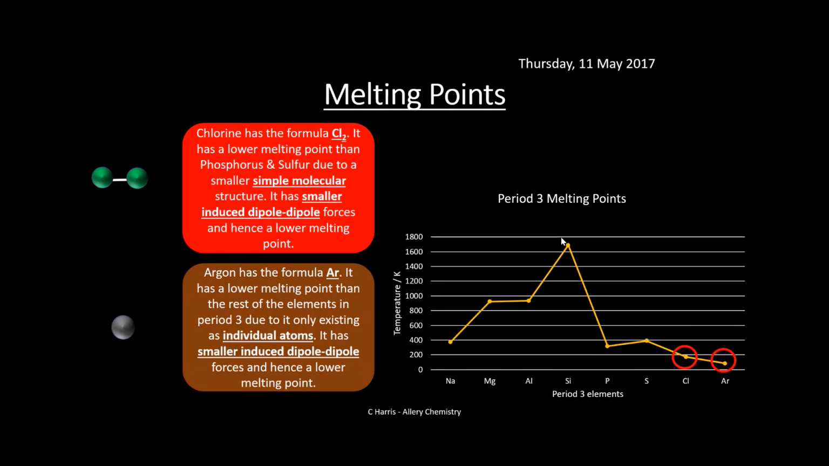And argon at the end there is even smaller. It doesn't even bond with anything. It's just on its own. It's just an atom, monoatomic. Again, same reason, a smaller atom compared to the molecules that we had before. Smaller induced dipole-dipoles, and therefore it's got a lower melting point. Lowest of all of them, actually. Okay, it's the same trend for period 2. I think you probably get the idea there.